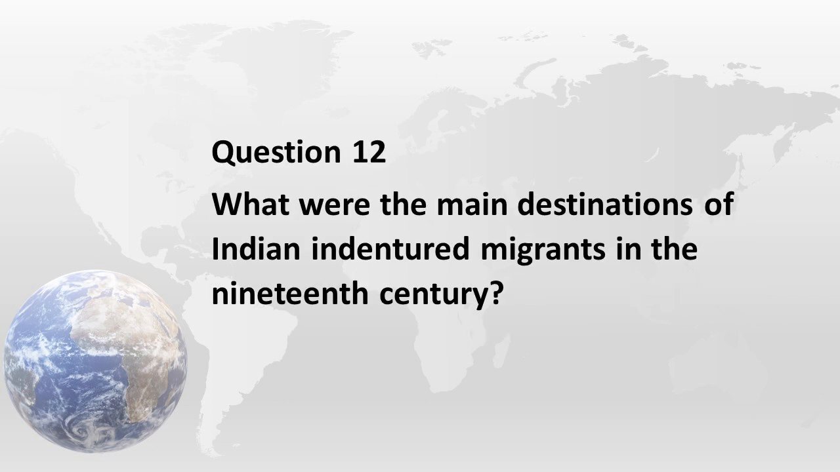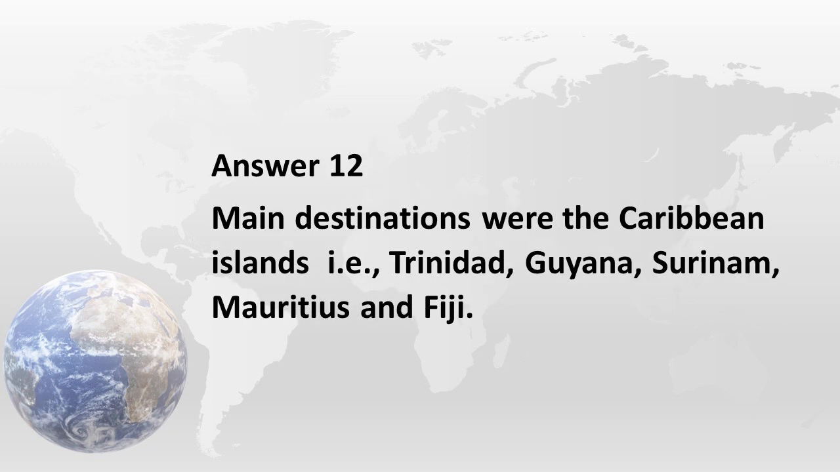Question number 12 is, what were the main destinations of Indian indentured migrants in the 19th century? Answer to question number 12 is, main destinations were the Caribbean islands, i.e. Trinidad, Guyana, Suriname, Mauritius, and Fiji.